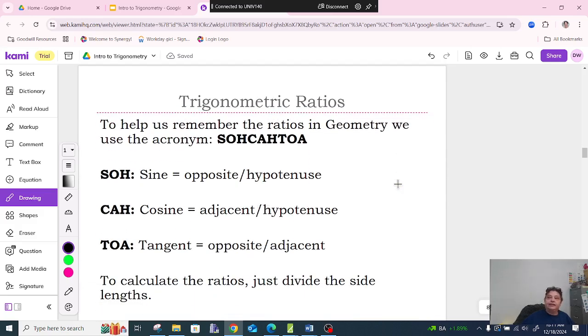This is just a mnemonic aid people have used for years. They just say SOHCAHTOA, because sine equals opposite over hypotenuse. So they're just using the first letter of each one. See here how it has SOHCAHTOA.